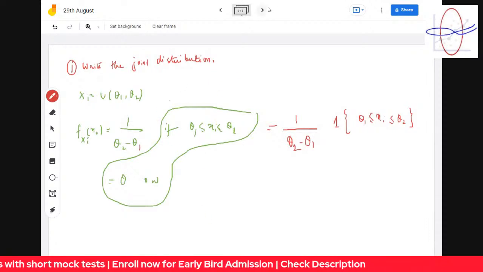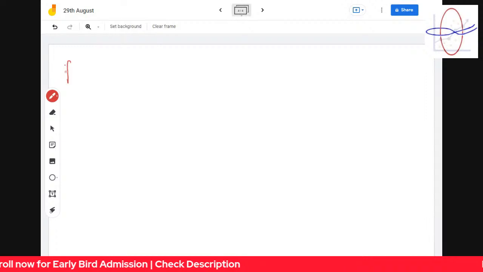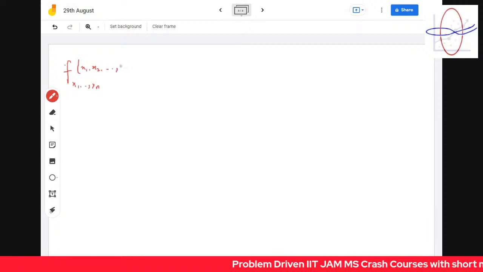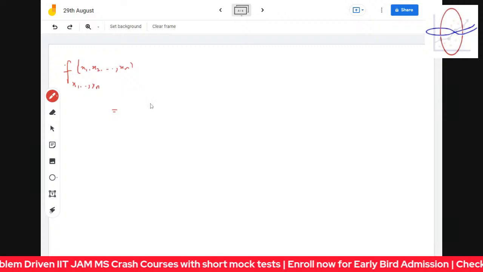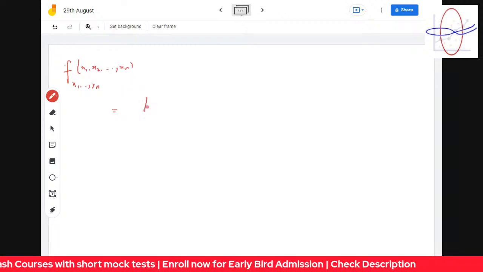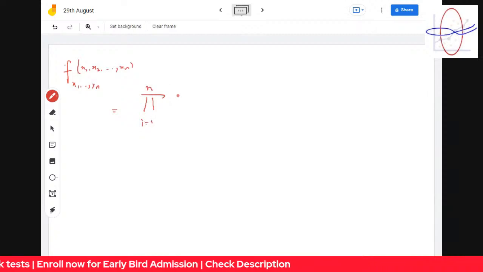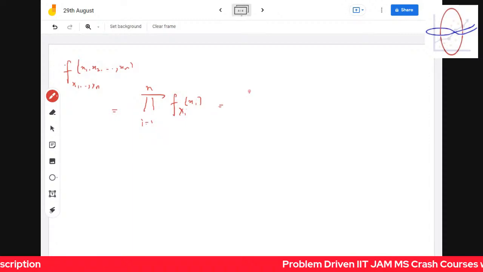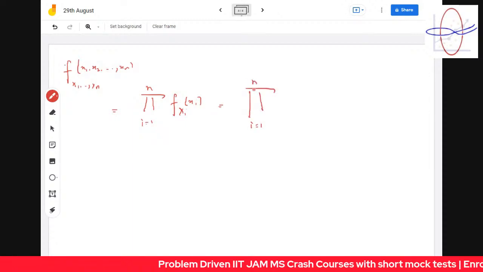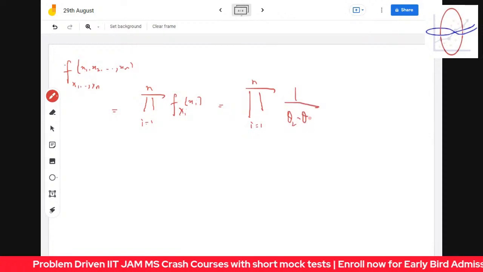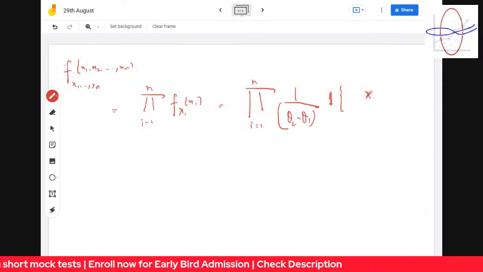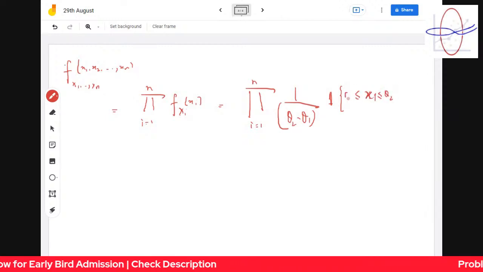So we need to find the joint distribution now. Therefore, the joint distribution of X1, X2, ..., Xn at small x1, x2, ..., xn, since they are all independent, is the product over i from 1 to n of the PDF of Xi at small xi, which is the product over i from 1 to n of 1 over (theta2 minus theta1) times the indicator that xi is less than or equal to theta2 and greater than or equal to theta1.